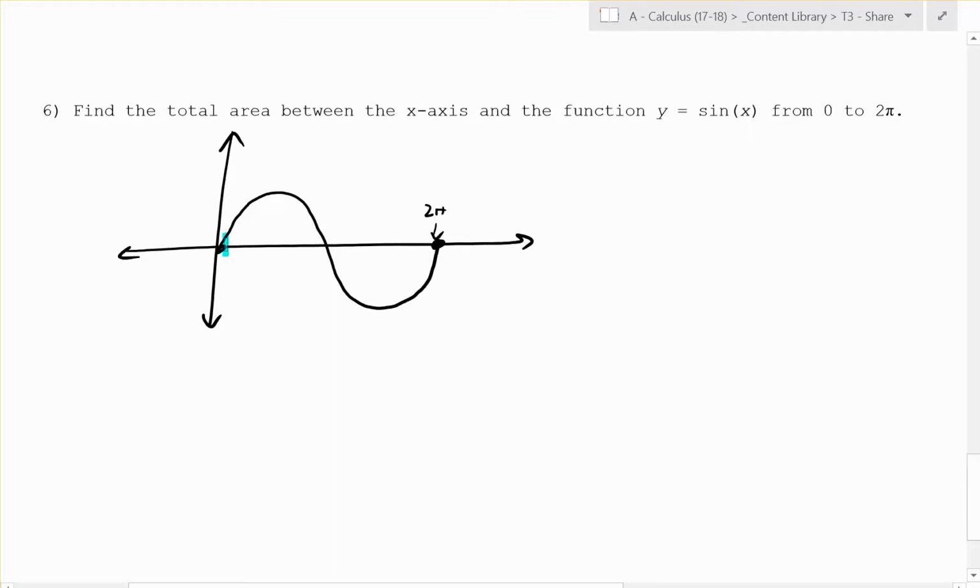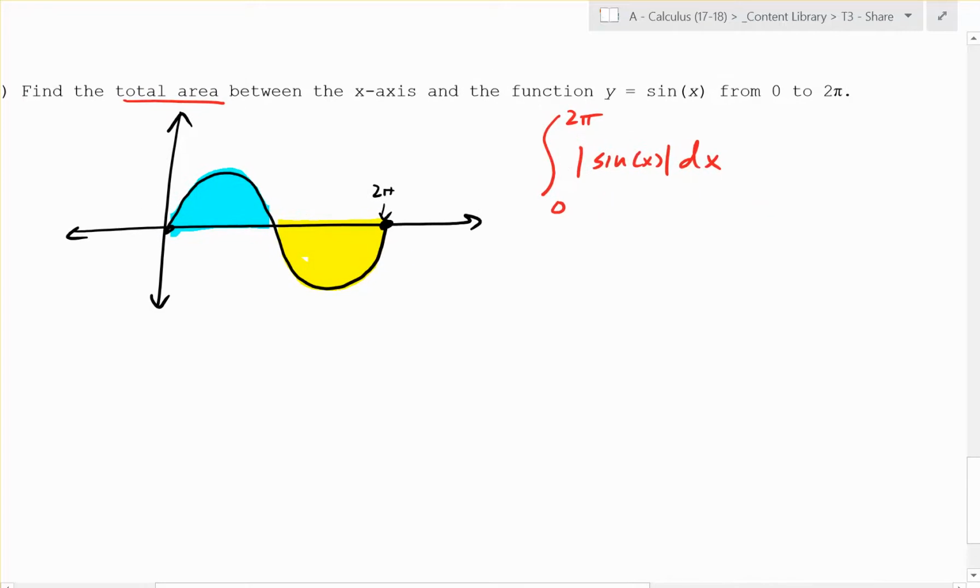Total area. So the total area is going to be this right here, and then adding it to, well, I'll use a different color. We like using different colors here. There's a couple ways we can set this up. First of all, it's asking for total area. If we were just going to use our calculator, it would be 0 to 2 pi of the absolute value of the function sine of x dx. So we could use our calculator and figure that out. But if we were not to use our calculator, we need to break it into 2 integrals.